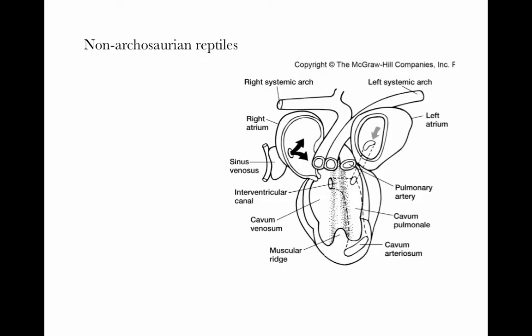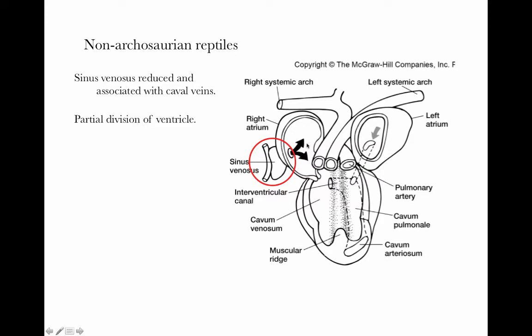Now let's take a look at the non-archosaurian reptiles, the lepidosaurs and turtles. So they retain the sinus venosus. It's very much reduced, and it's associated with the anterior and posterior vena cava and has this entry into the right atrium. In these non-archosaurian reptiles, we start to see some septation in the ventricle, but it's only partial.